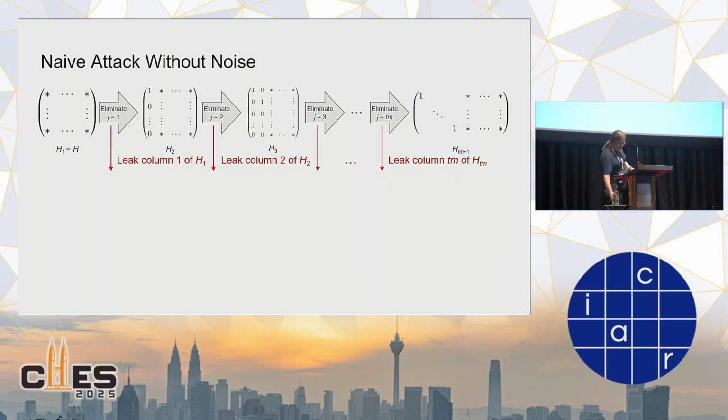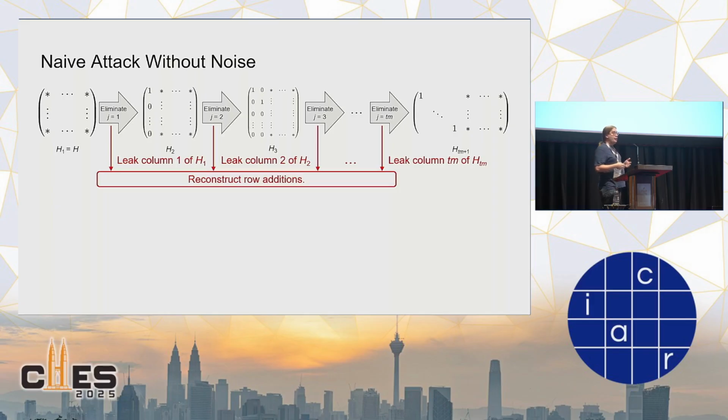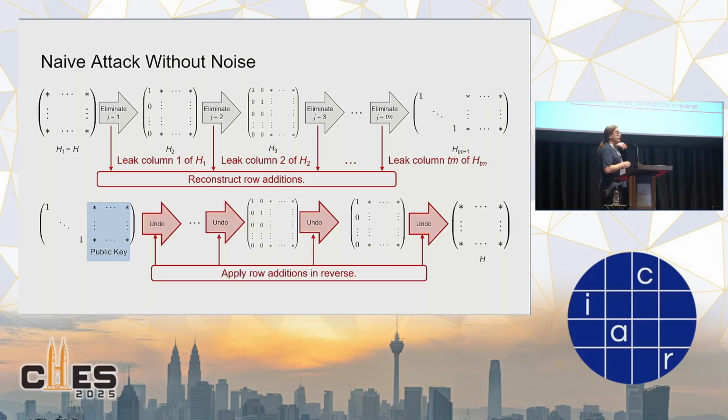Okay, so what can we do if we leak all these bits? Well, each column, before it is eliminated, defines the actual row additions that are to be done based on the algorithm I just showed. So if you leak all these columns, then you actually leak all the row additions. So you can reconstruct those row additions, and then you can take the public key, put the identity matrix in front of it, and then you can apply all these row additions in reverse, and then you actually get the secret key back, right? So this would be very simple, but this is without noise in the side channel.